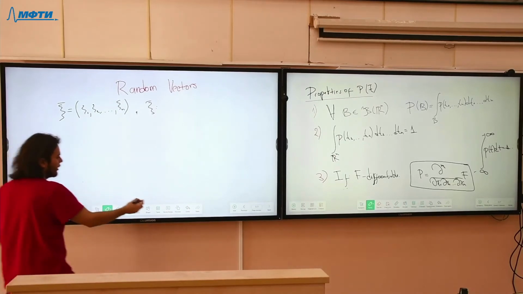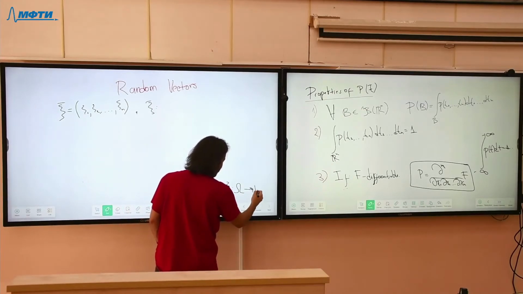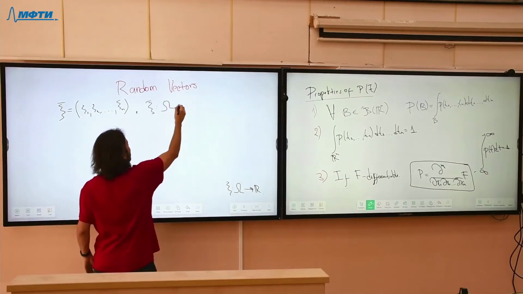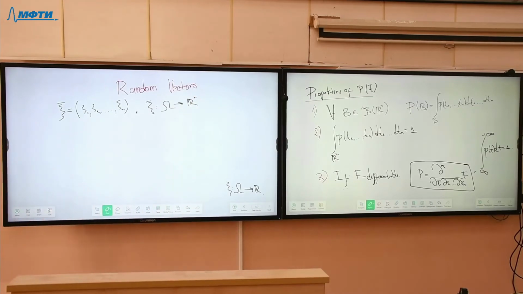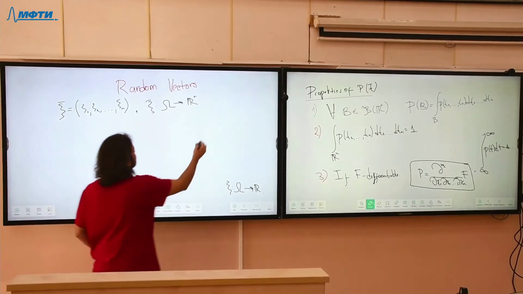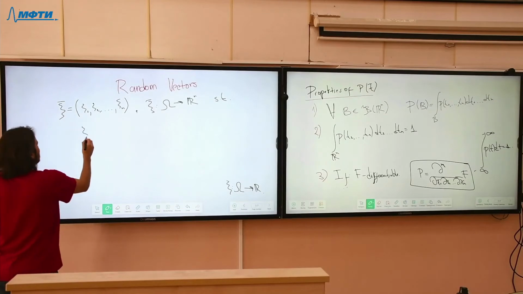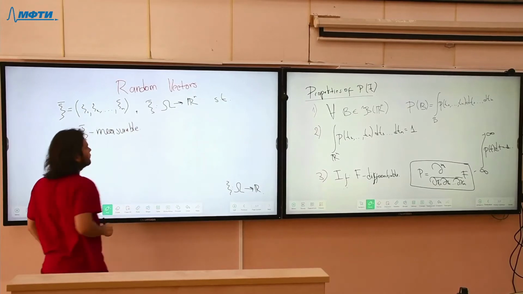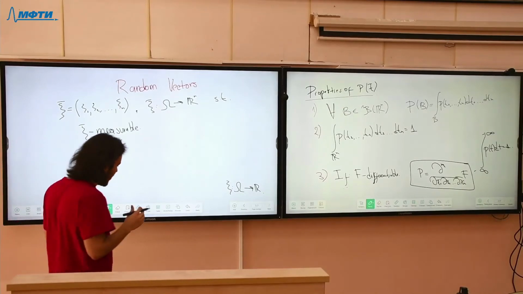So what was psi? Psi is a function from omega to the set of the real numbers, right? So this one is a function from omega to the set of Rn. So that's the only difference, such that this function is measurable. So this function on n arguments has to be measurable.